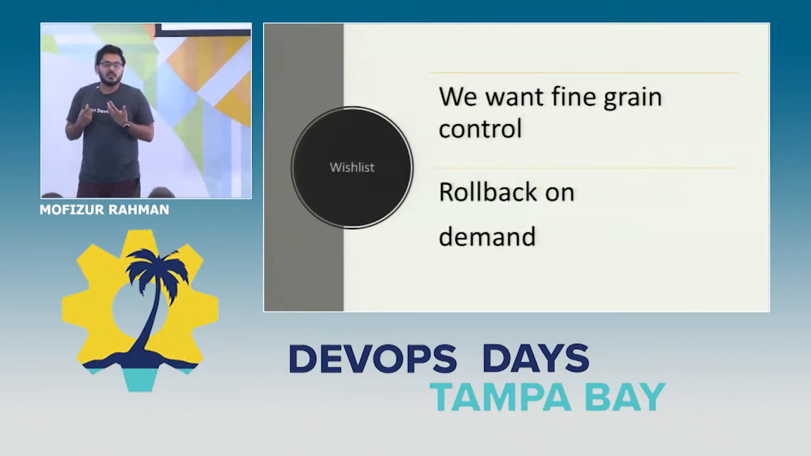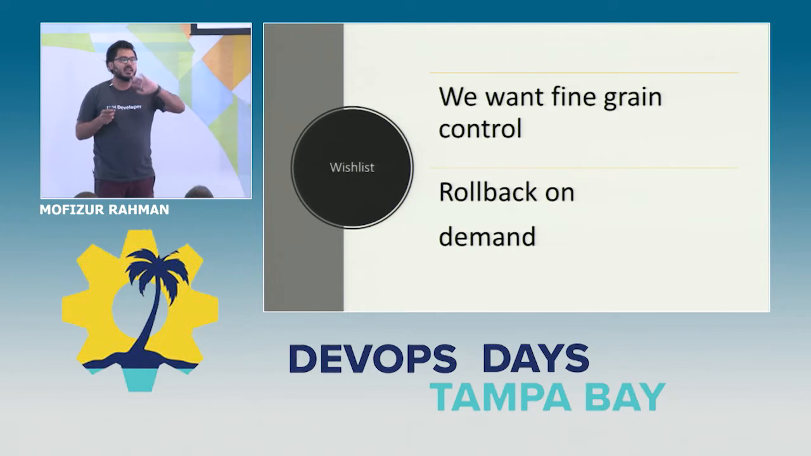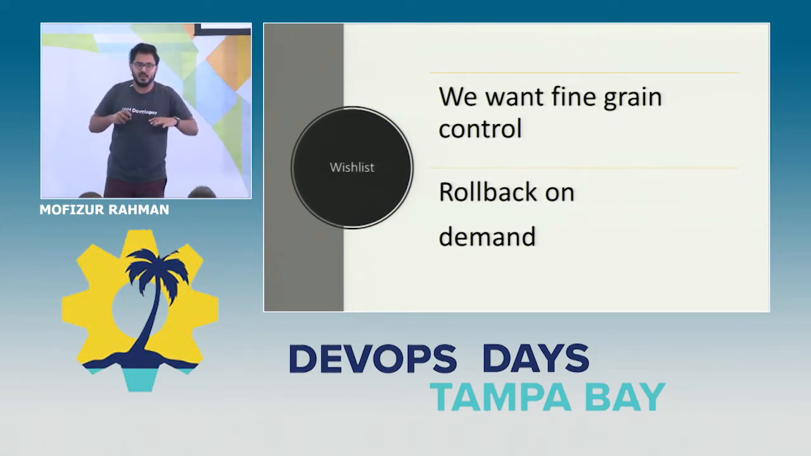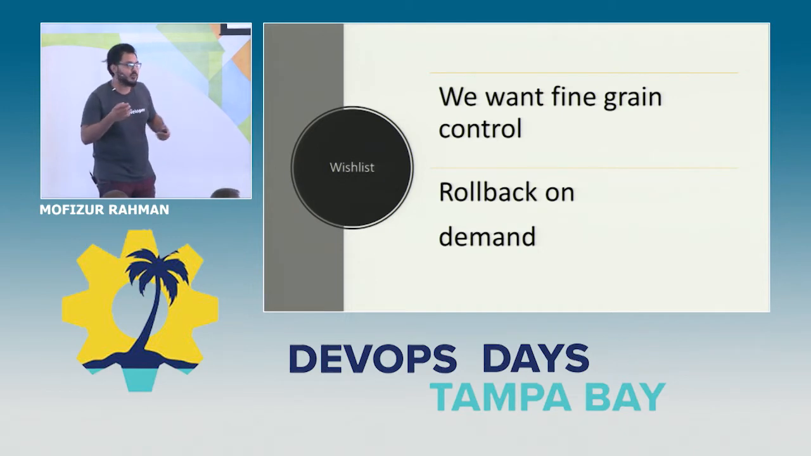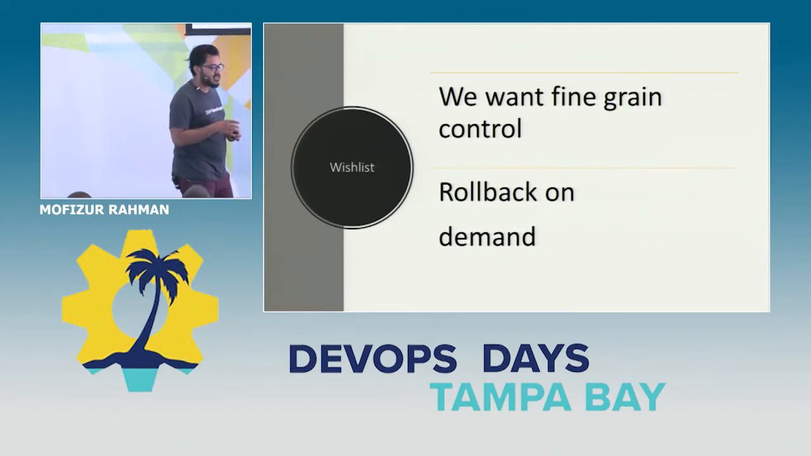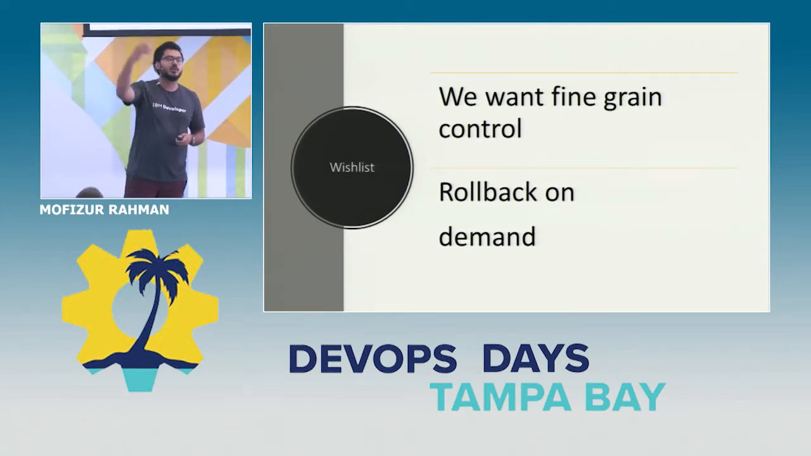So what do we want, right? I mean, we want to do nothing and get a lot of money, but that is beside the point. But we want to have fine-grained control. And we want to be able to roll back if something goes wrong. That's basically all we kind of wish for from a deployment point of view.